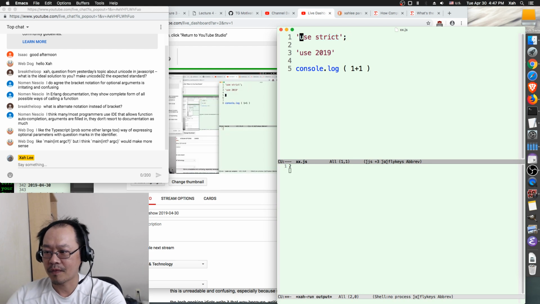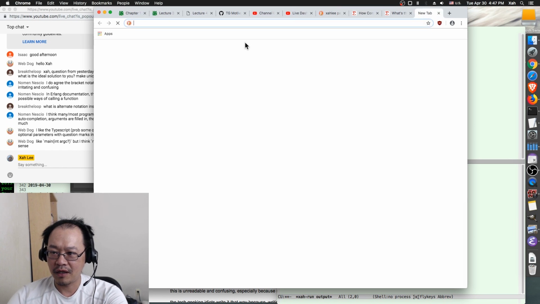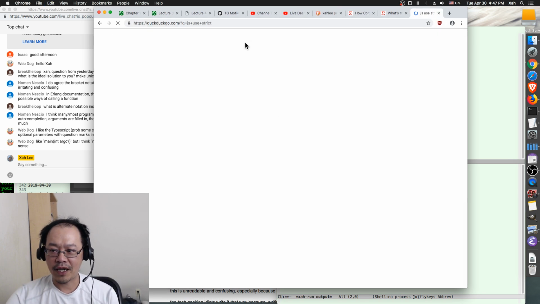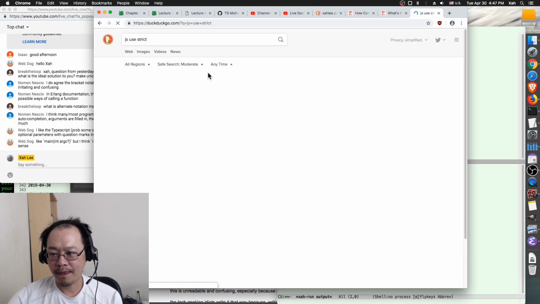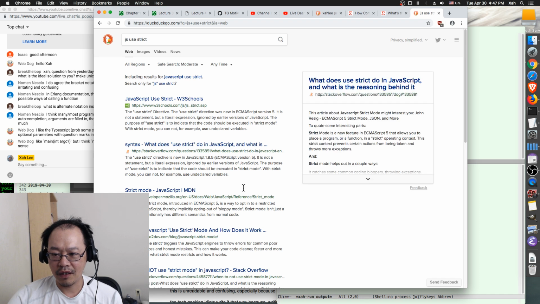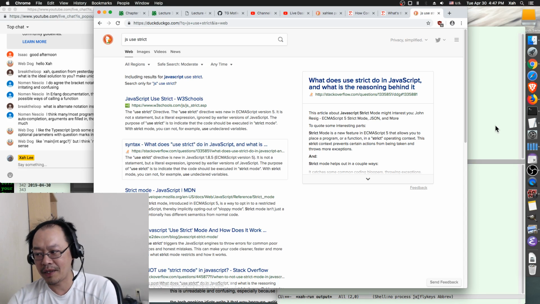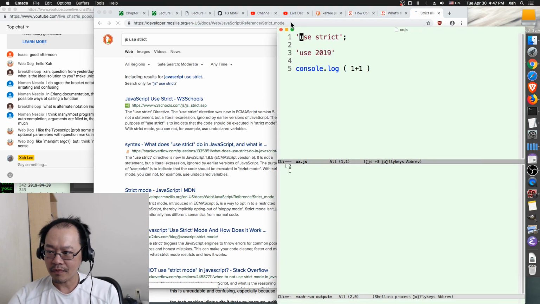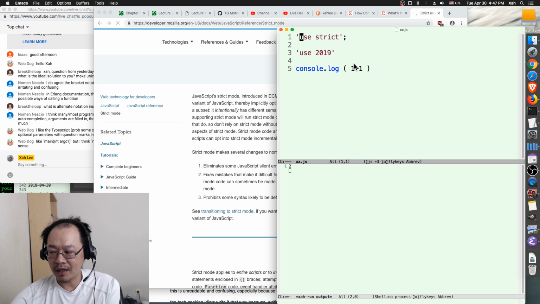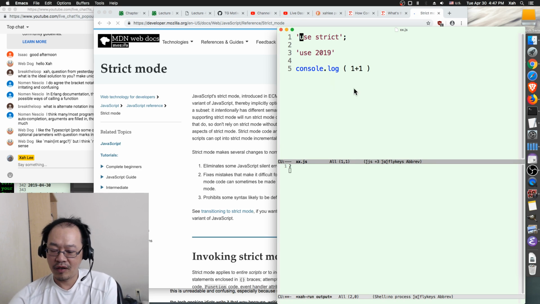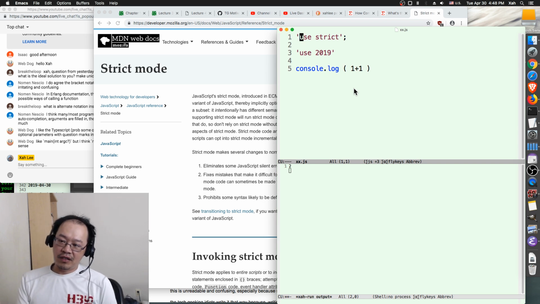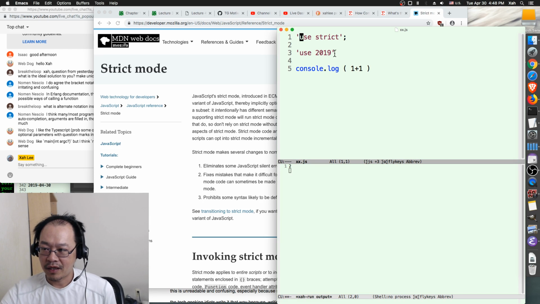Let's go to a website so people can understand what it is about. So JavaScript has this use strict thing. It's part of the language spec. So when you have these, basically the compiler will look at your code and assume that it is following a new spec. So this is what I recommend.